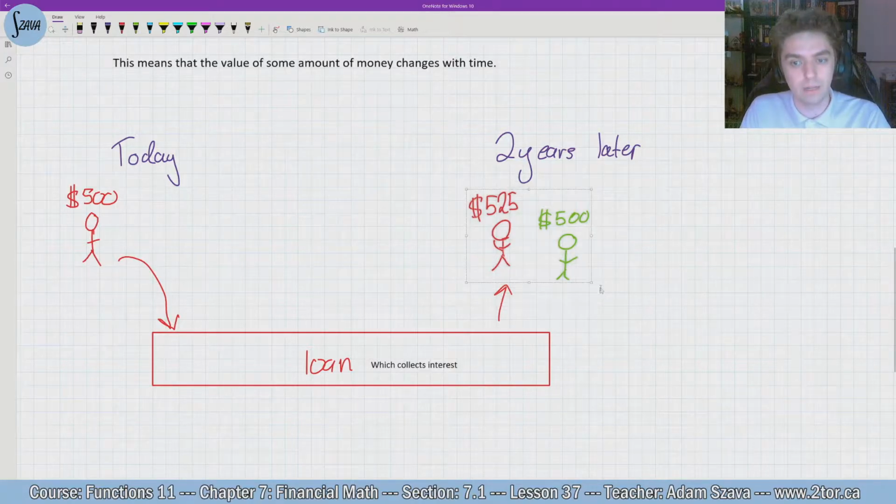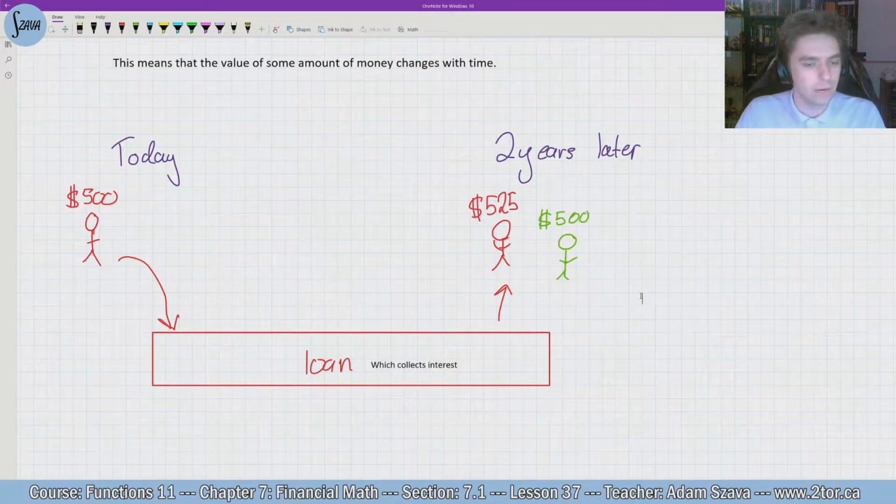Because if you compare them at the exact same time, 2 years later, you can see it's pretty clear that person one has more money, and this is because money has a time value. As time progresses, the value of your money can change. There's lots of ways this can happen, and if you choose to spend more time studying economics, there are lots of ways that the value of money changes with time, but interest is one of them. And that's what we're going to be studying in this course: how interest affects the time value of money.